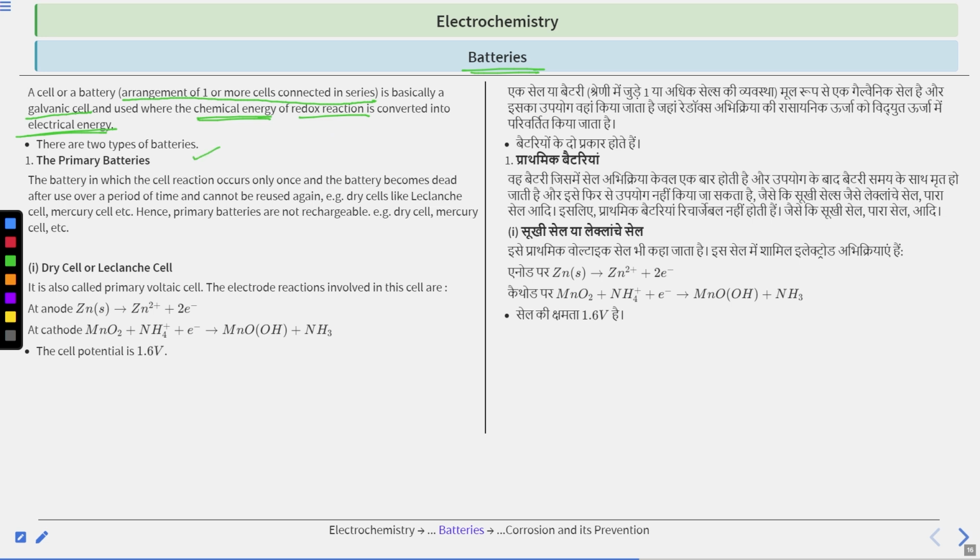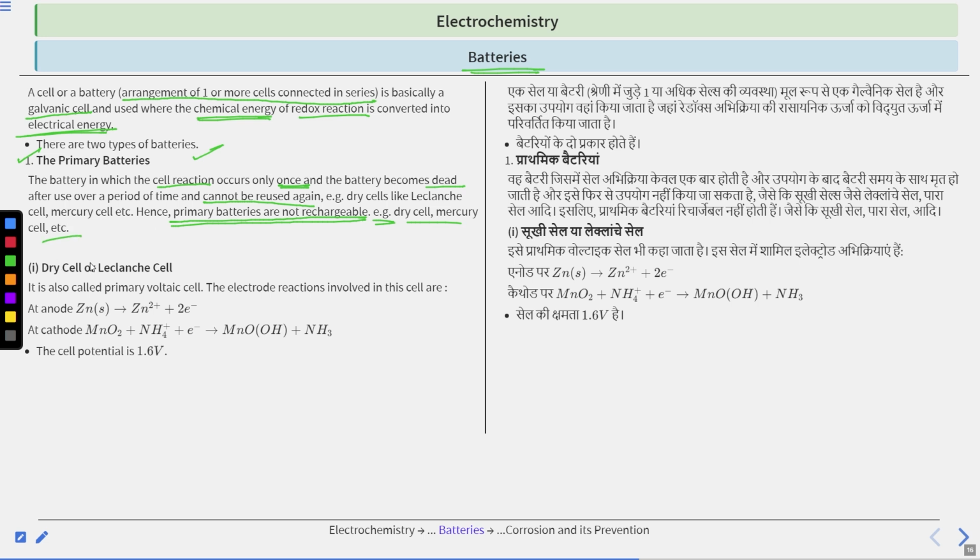And there are two types of batteries. First one is the primary batteries. The battery in which the cell reaction occurs only once and the battery becomes dead after use over a period of time and cannot be reused again. For example, dry cells like Leclanche cell, mercury cell, etc. Hence primary batteries are not rechargeable. We use the primary batteries once and then we throw them out. We can't recharge them and use again.